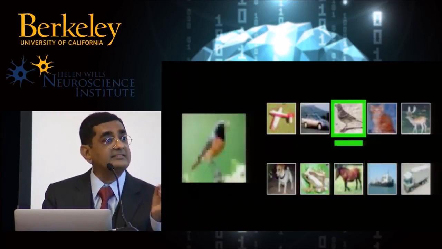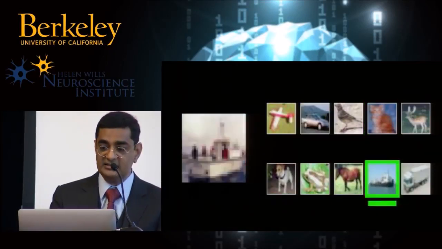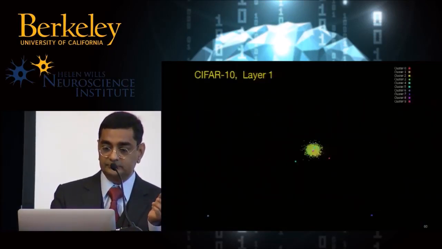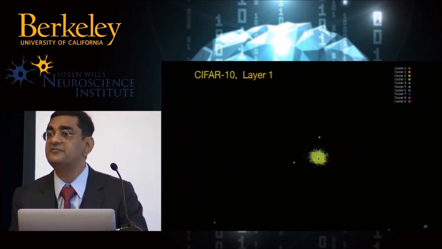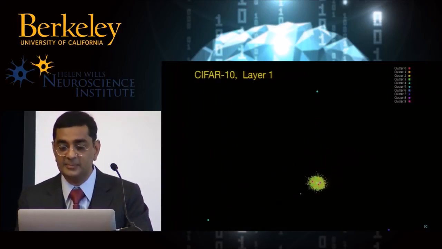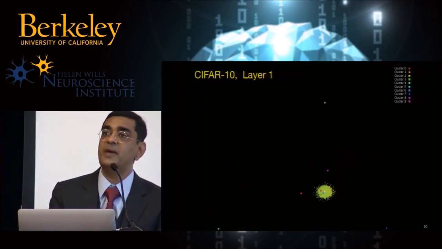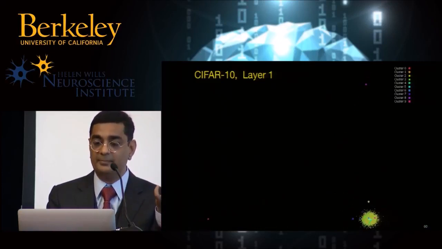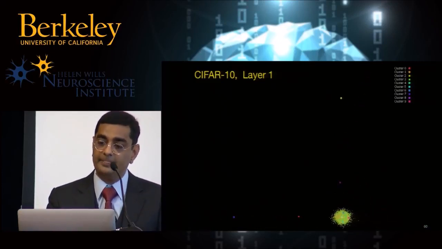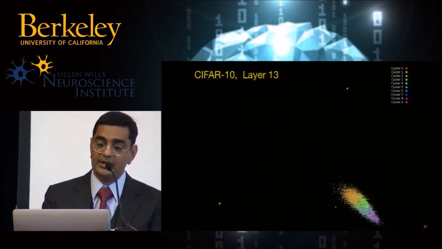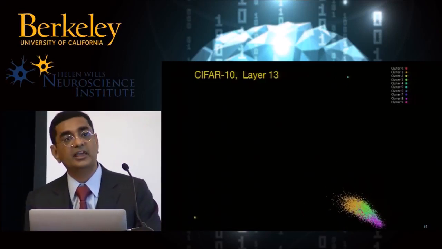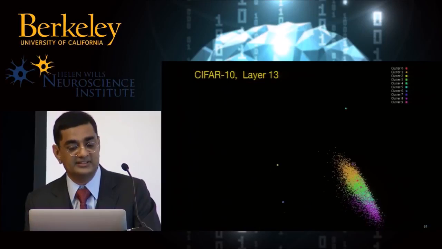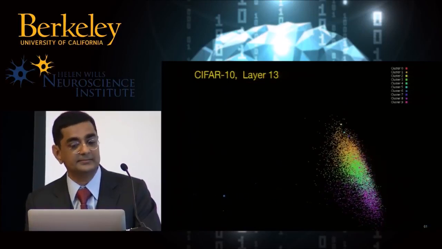Now, why is this working? To give you an insight, here's a visualization. So this is CIFAR 10 at layer 0, the data that comes in. You're seeing a very high dimensional space being visualized. And you can see all the data is bunched up. At layer 13, you can see the data begins to disperse itself in space.